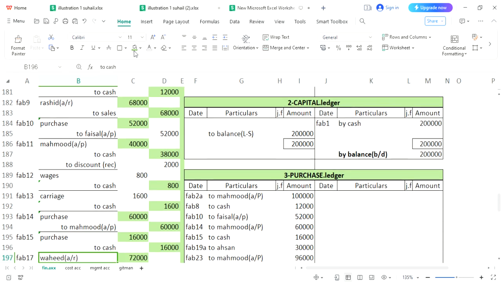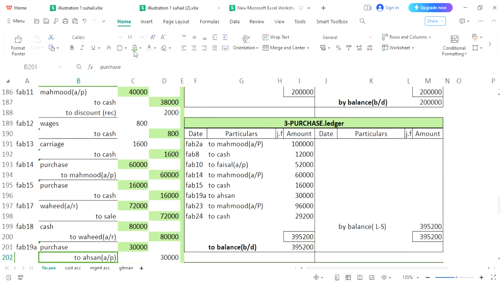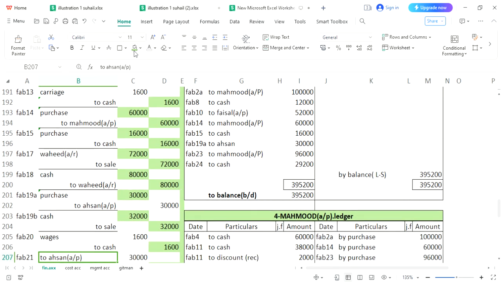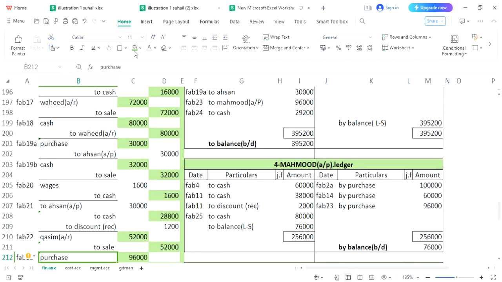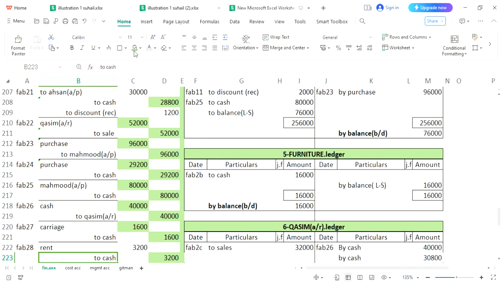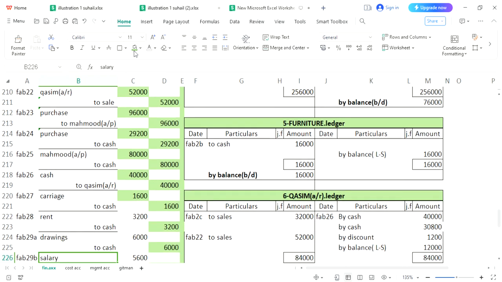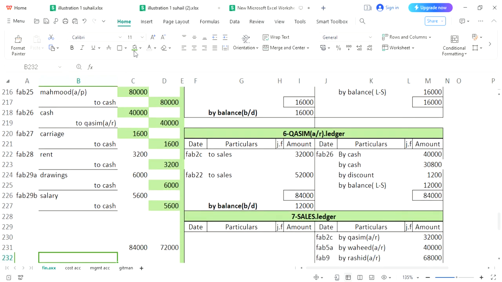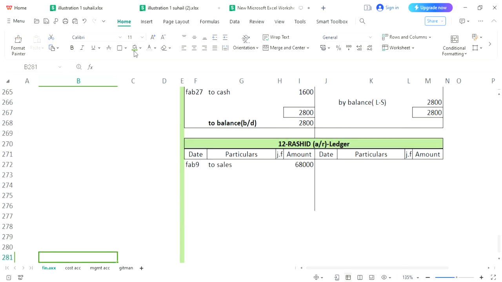Now we are searching again for Rashid. If it is present, look, you will have to do the same procedure. Will be very careful. If a single entry will be missed, it means you will be in great trouble. Okay, all entries related to Rashid has been posted. It means we can start balancing our ledger.